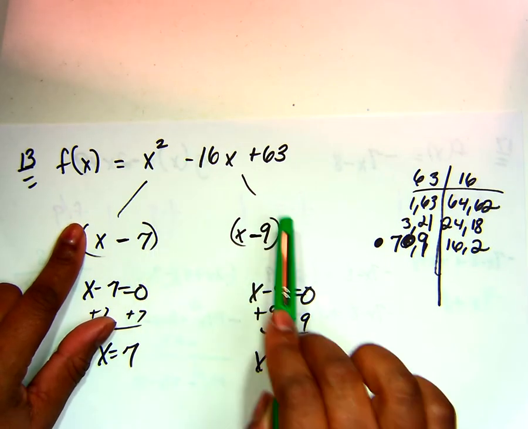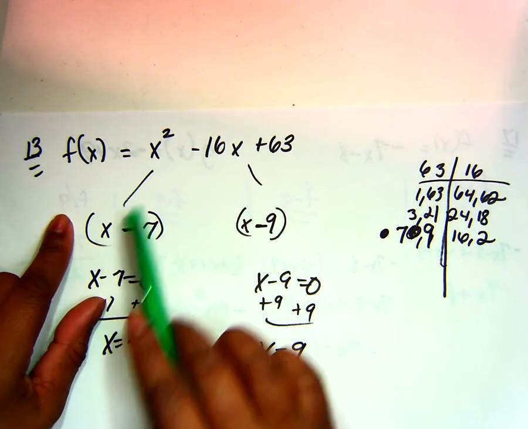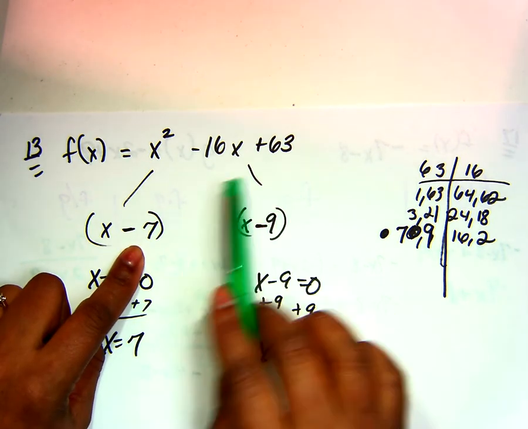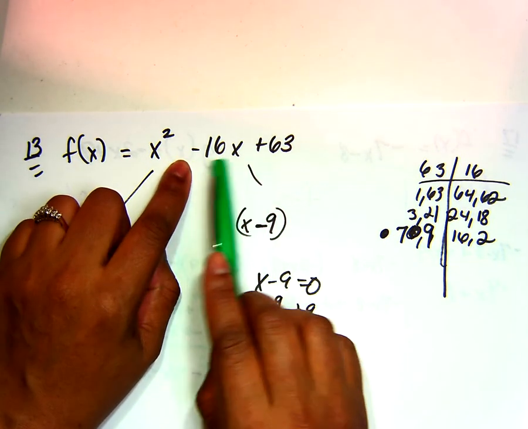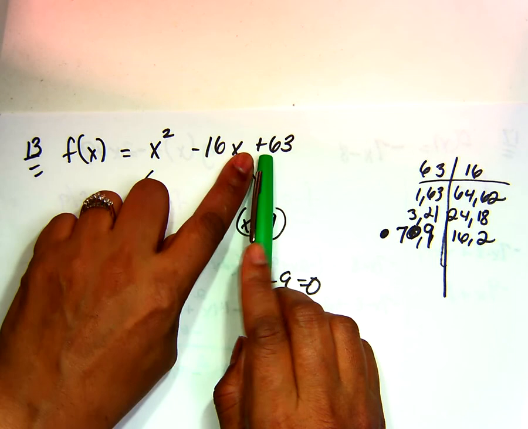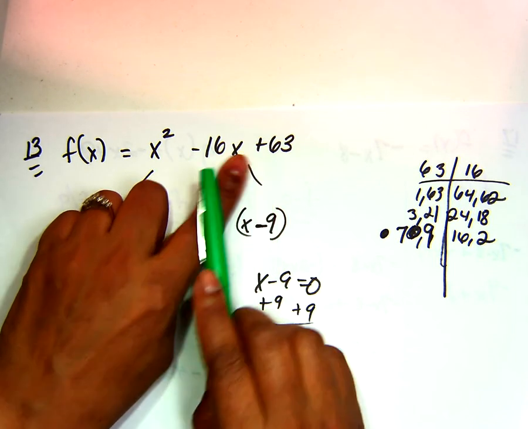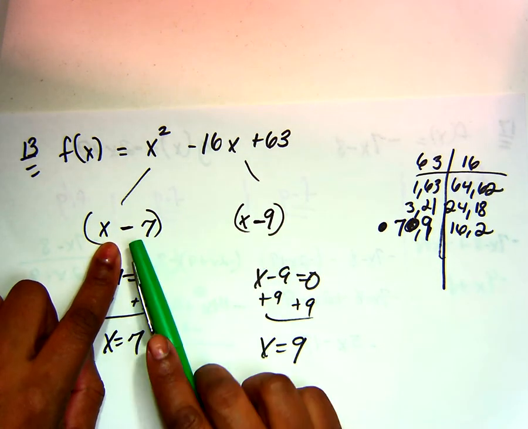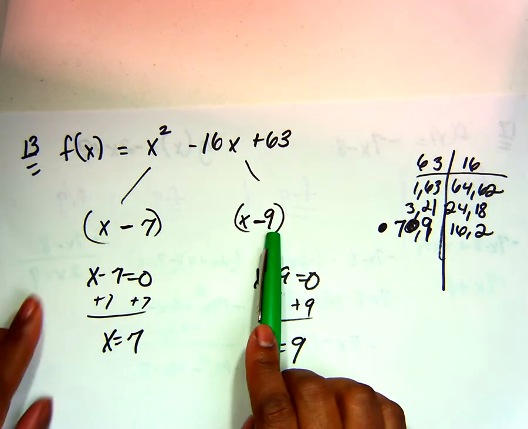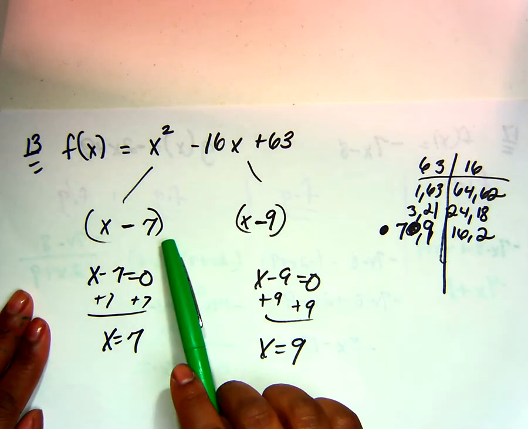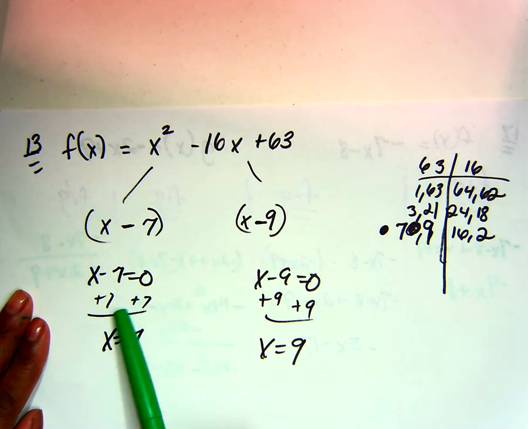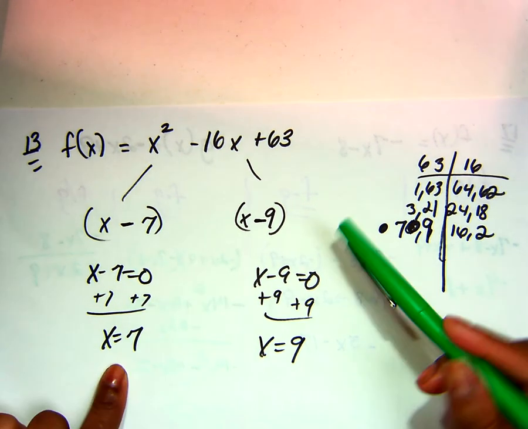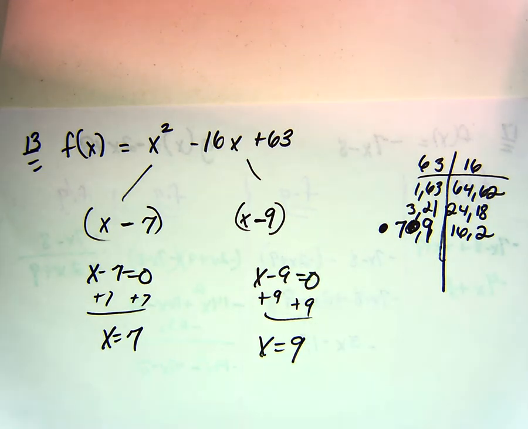Split your trinomial into 2 binomials. So you got your x's, you got your 7 and 9, but that gives you 63. But pay attention to the signs. Because you got a positive right here. Remember, 2 negatives give you a positive, and that middle term just so happens to be negative as well. Both of these are going to be negative. Now that I have this, I'm going to solve for x for each binomial. Add 7 to both sides, x is 7. Add 9 to both sides, you're going to have 9.